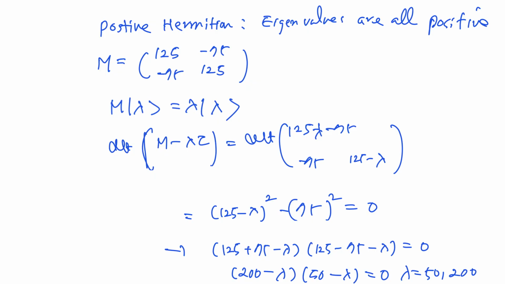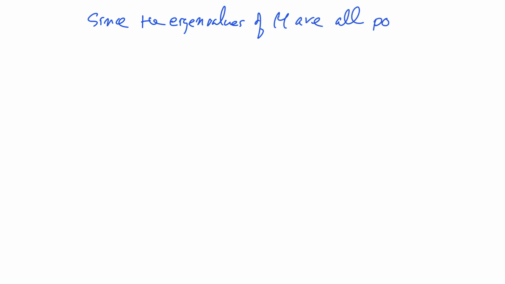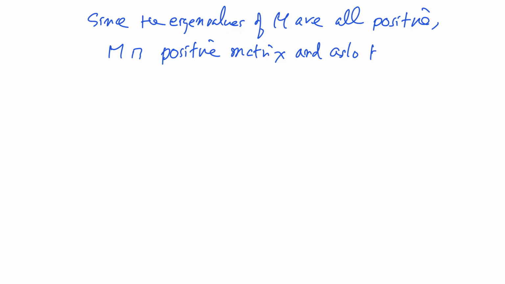So in this case, eigenvalues are all positive. Since the eigenvalues of M are all positive, M is a positive matrix. Also Hermitian, and also Hermitian.